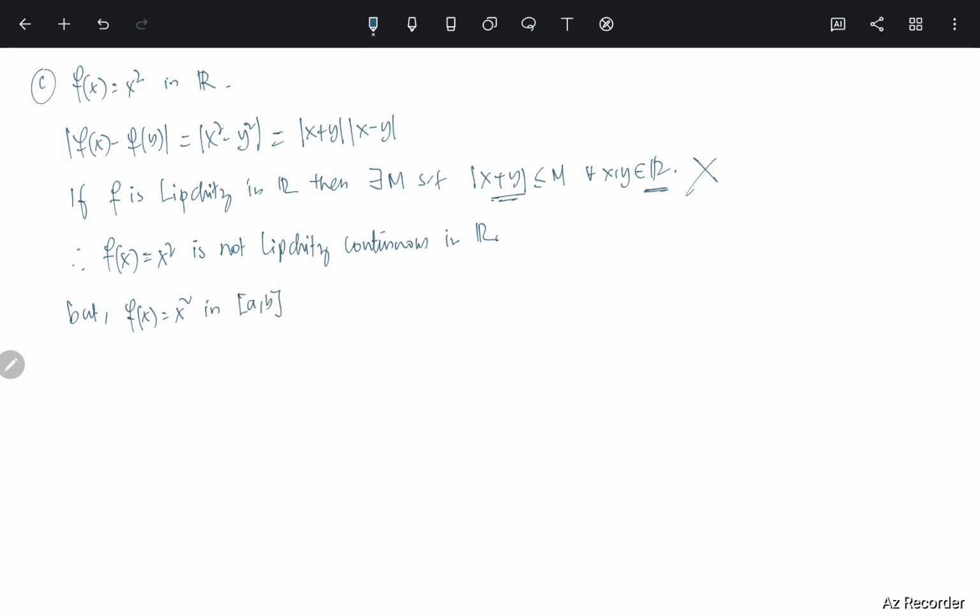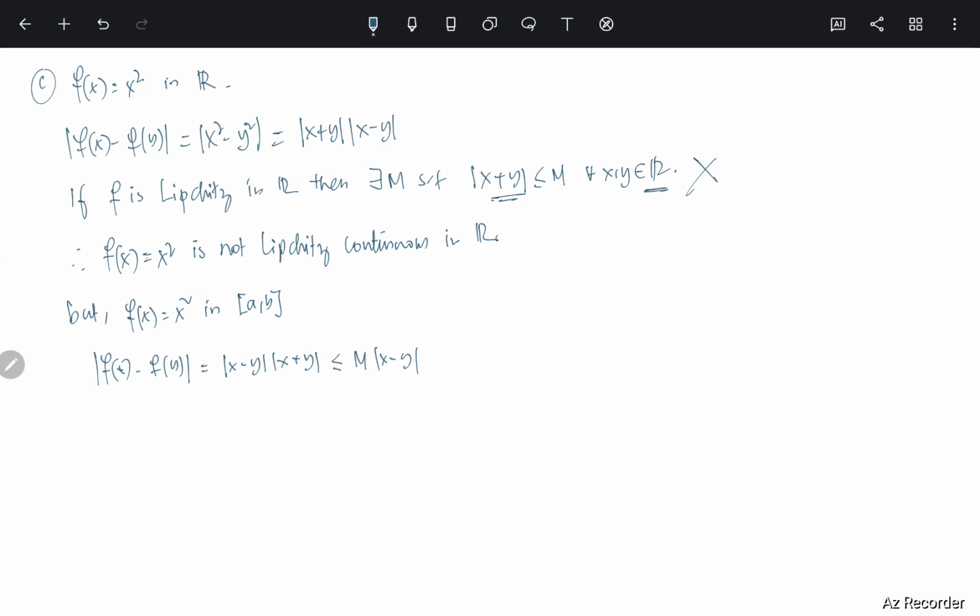Let's just choose it like this. It doesn't have to be closed, but let's just choose it like this. Okay. So in that case, you see |f(x) - f(y)| can be written as less than or equal to, basically you can write it as |x - y| times |x + y|. This you can do. And then you see this is less than or equal to M times |x - y|.